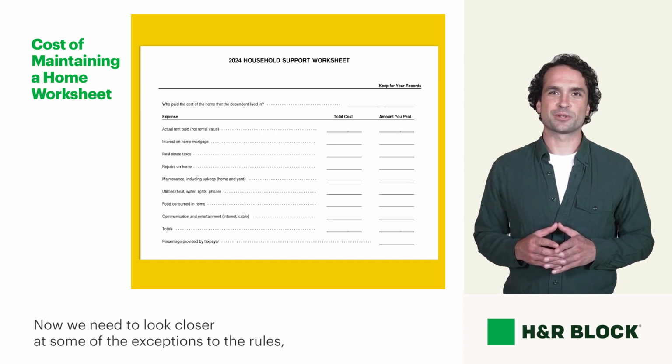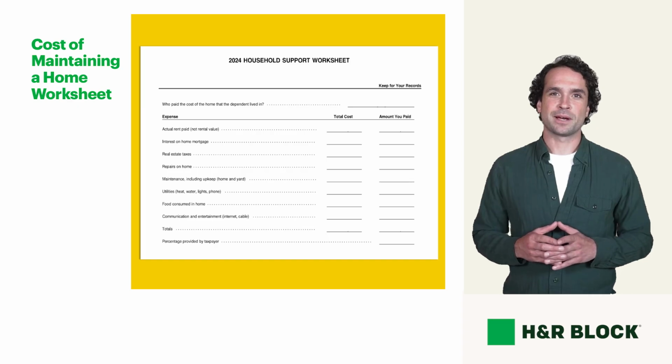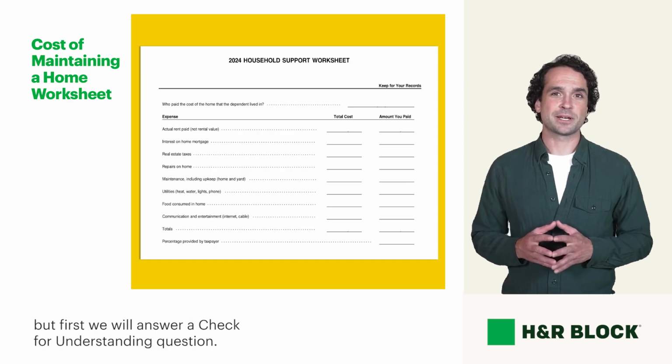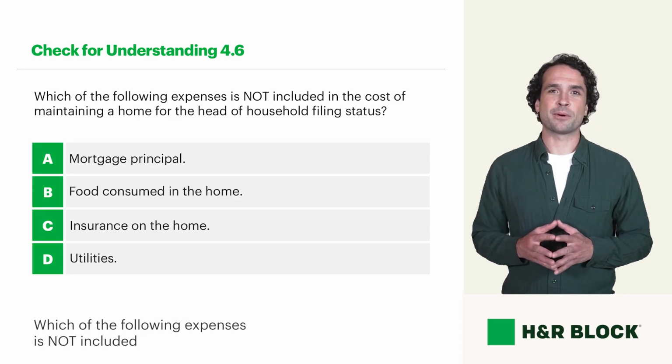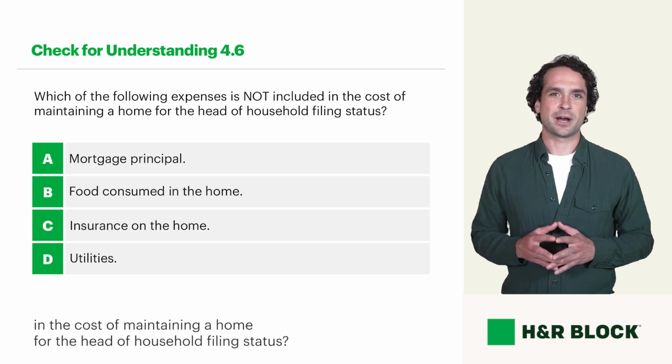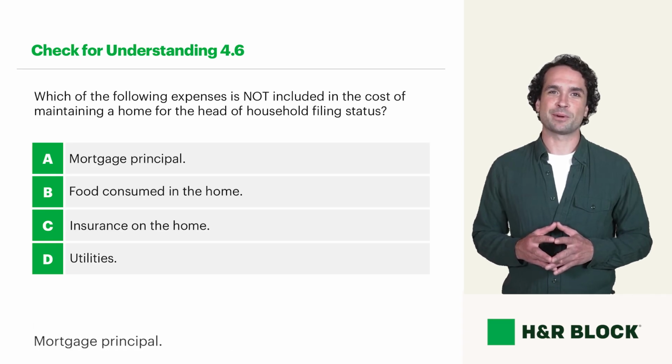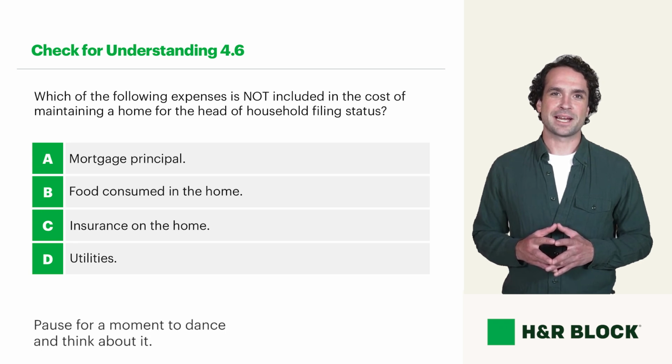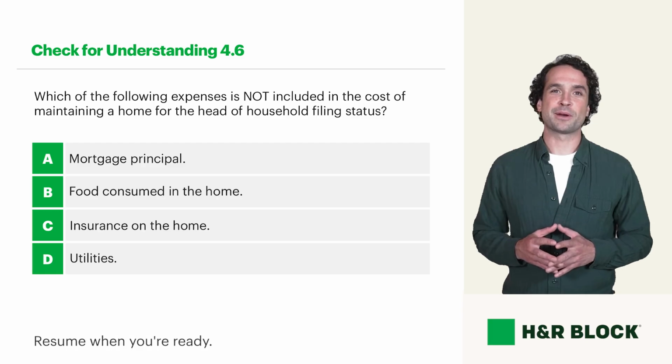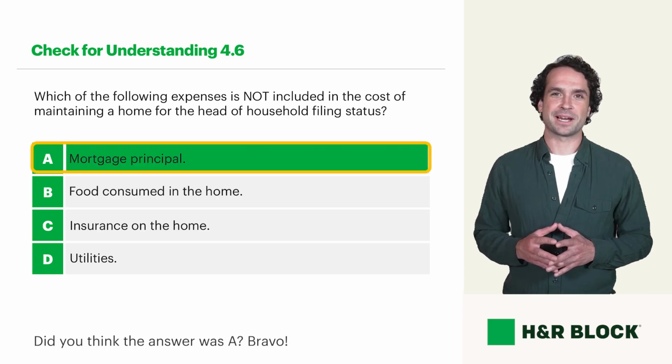Now we need to look closer at some of the exceptions to the rules, but first we will answer a check for understanding question. Which of the following expenses is not included in the cost of maintaining a home for the head of household filing status? A. Mortgage principal, B. food consumed in the home, C. insurance on the home, D. utilities. Pause for a moment to think about it. Resume when you're ready. Did you think the answer was A?